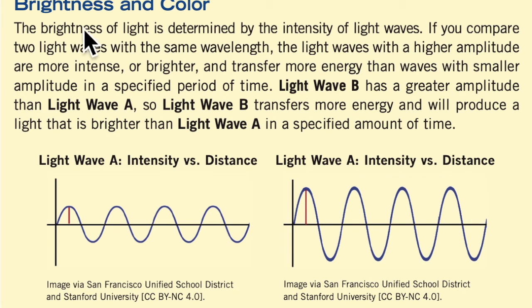Brightness and color. The brightness of light is determined by the intensity of the light waves. If you compare two light waves with the same wavelength, the light waves with a higher amplitude are more intense, or brighter, and transfer more energy than waves with smaller amplitude in a specified period of time. Light wave B has a greater amplitude than light wave A, so light wave B transfers more energy and will produce a light that is brighter than light wave A in a specified amount of time.